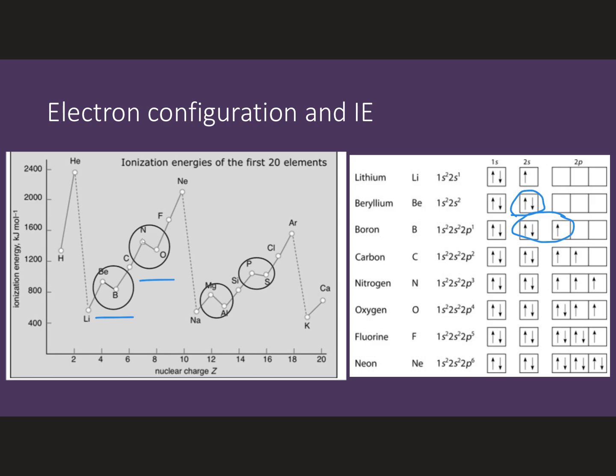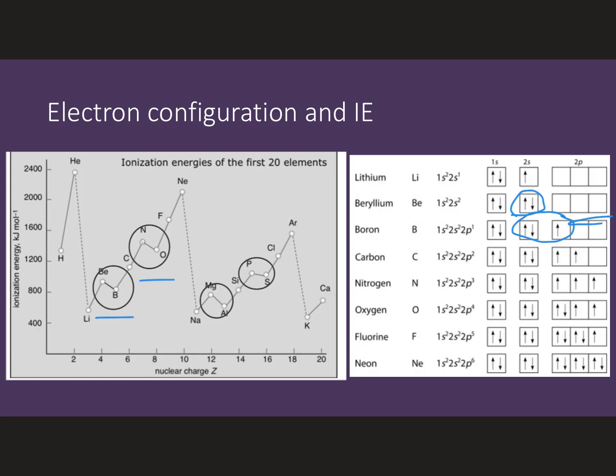So what we see here is that it's actually easier to remove that singular p electron. Once we do that, we have an empty p shell and a completely full s shell, so that's actually more stable for us. Let's look to see how this continues.